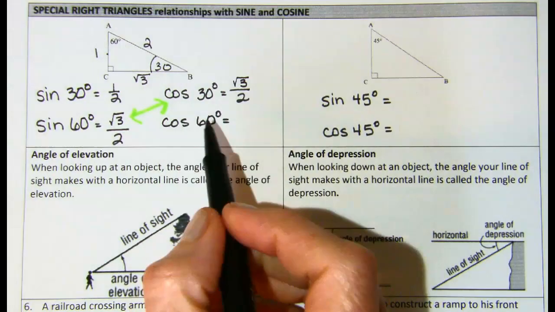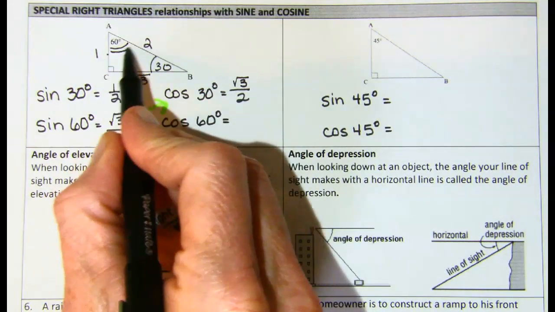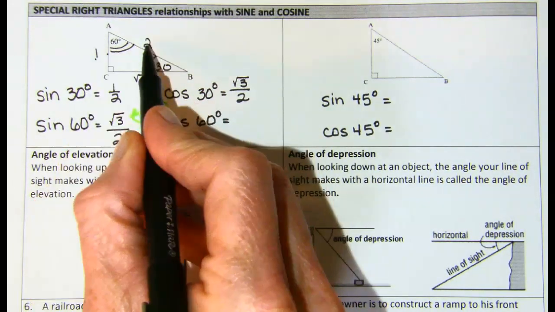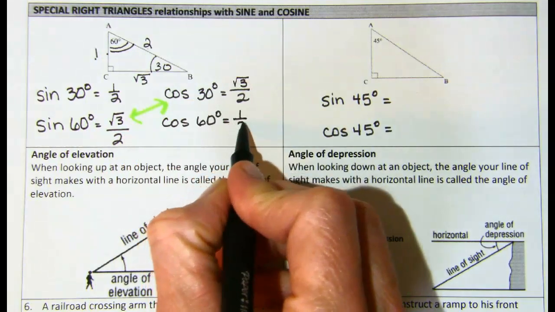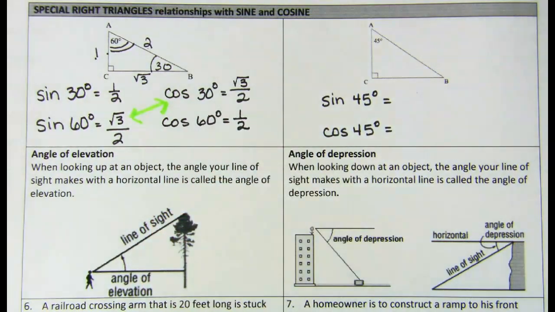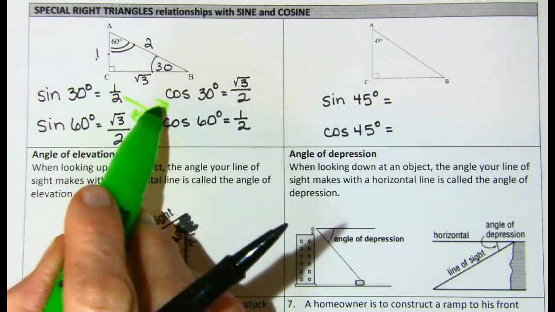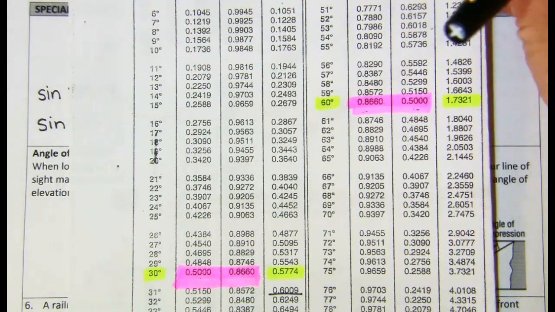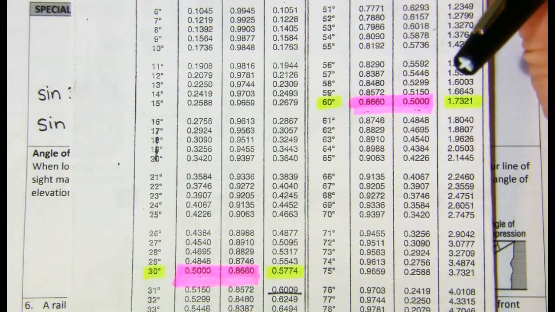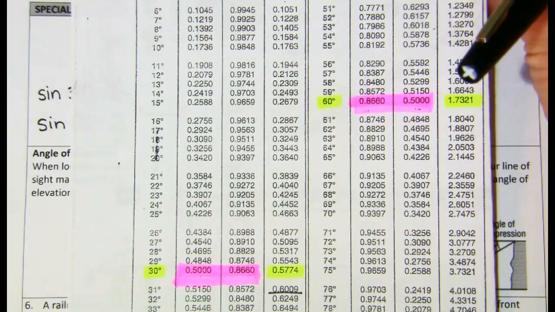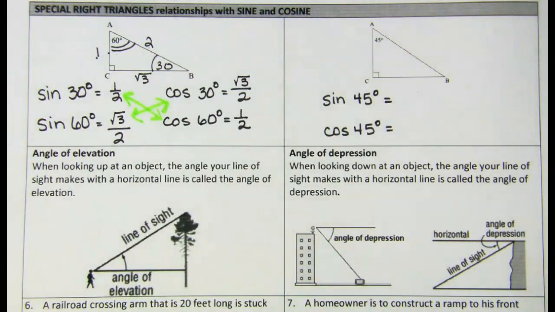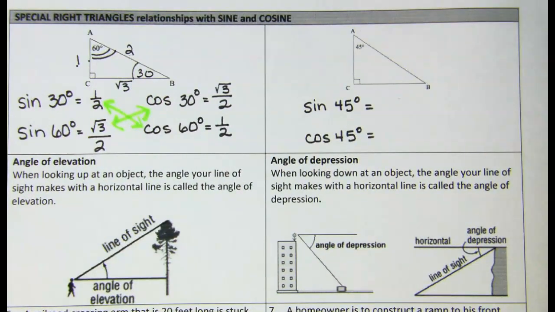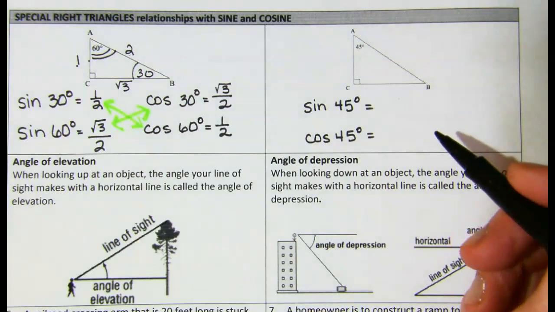And if we do cosine 60, which we move up here, and we do adjacent over the hypotenuse, we get 1/2, which again is the same thing. So that's why in this chart, they just switch, because it's all about the reference angle. Now moving to the 45-45-90 degree triangle.